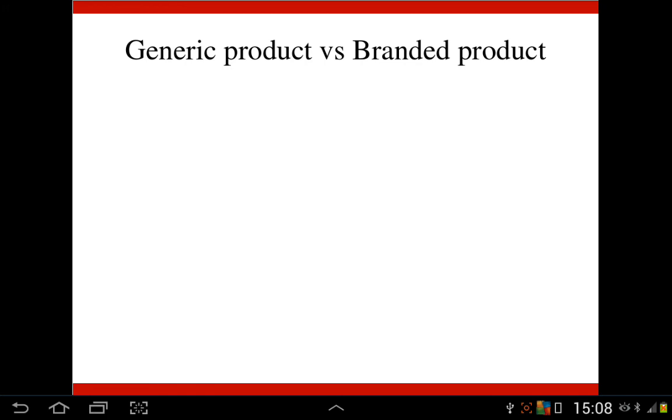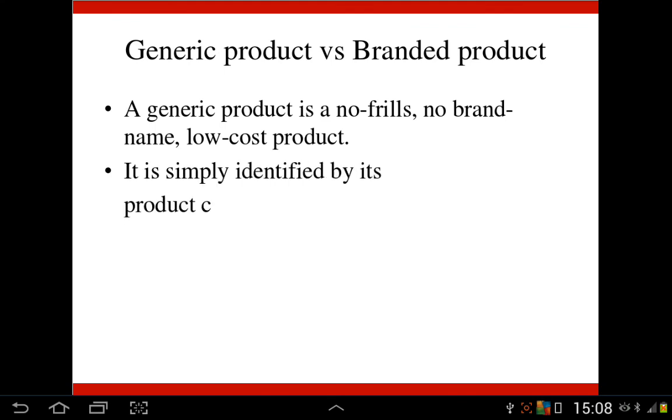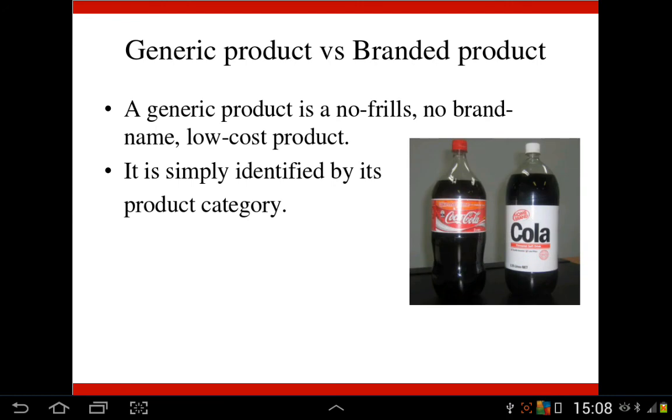Generic meaning it's like a no-name brand, basically. Okay, it's a no-frills brand. It's a very low-cost product, nothing special. It's simply identified by its category. So, for example, there on the right-hand side you can see cola. It's not any specific brand's cola. It's just cola, and it's made by Home Brand, which is just probably the name of the shop that they buy it from. But Coca-Cola is made by the Coca-Cola company, and it's a very specifically branded product.